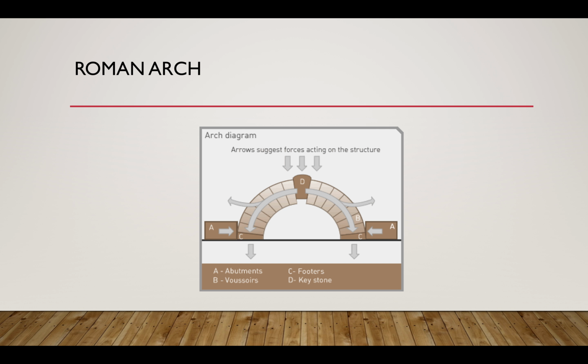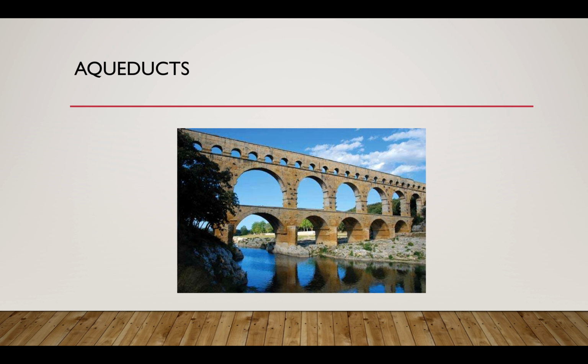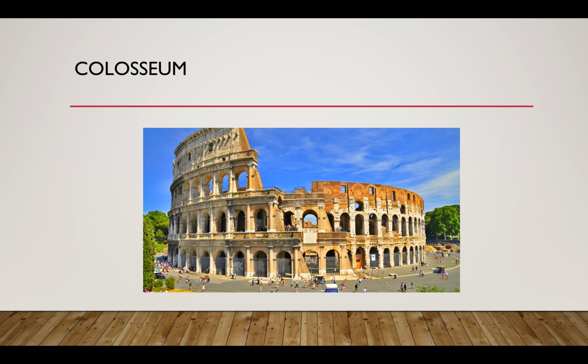So they were able to do so much with these arches, like make aqueducts. So you can really see the keystone right here and the footers, that they would really bear that weight, and they were able to transport water from reservoirs outside the city right into the city. So that was really awesome.